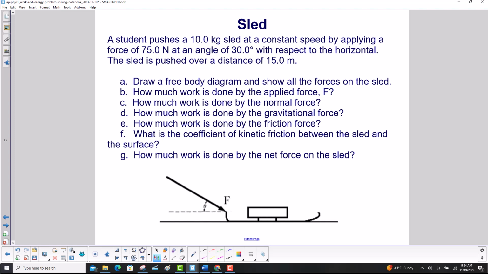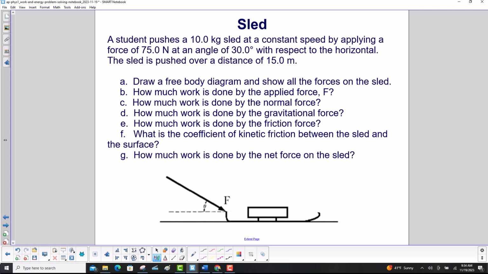A. Draw a free body diagram and show all the forces on the sled. B. How much work is done by the applied force F? C. How much work is done by the normal force? D. How much work is done by the gravitational force?